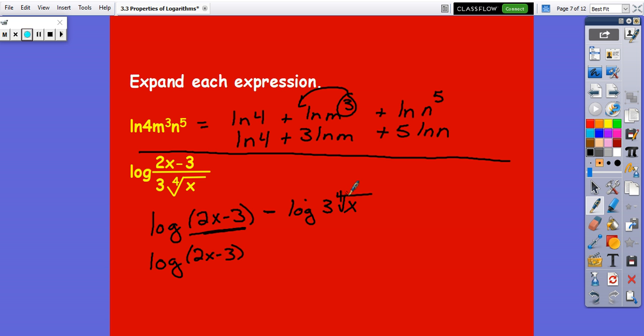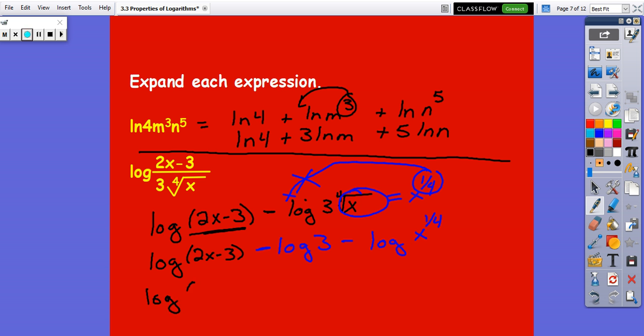Now the next group, I need to be able to take this and turn it into an exponent. So the fourth root of x is equal to x to the 1/4. Because of that, now I can do a lot with this. So I'm going to go minus log of 3 minus log of x to the 1/4. Now I can't take this and put it out front right now because the 1/4 is only on the x, it's not on the 3. Grouped in parentheses then you could, but it's not, so don't do that.